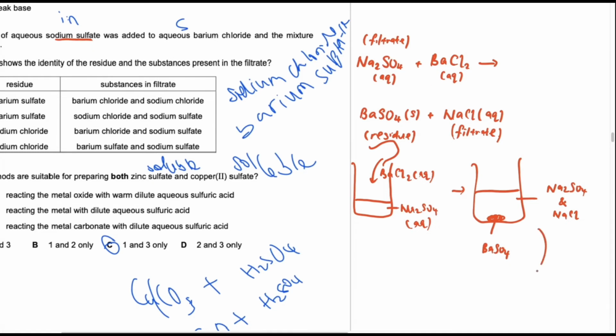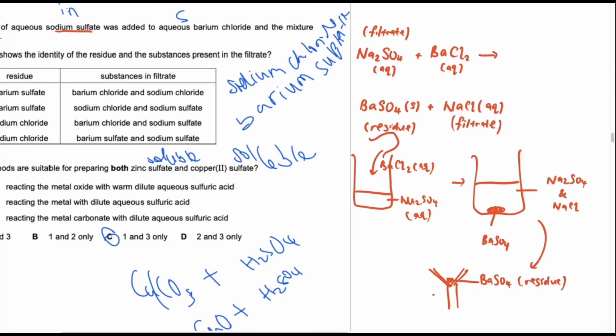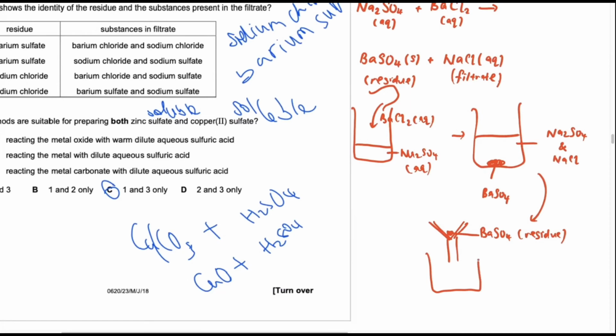Okay, now what to do is you are going to do filtration by using filter paper. So the filter paper will hold the solid. So the solid will remain here. So we call this residue. And what goes through the filtration is the filtrate. So the filtrate is basically the aqueous solution, which is Na2SO4 and NaCl.